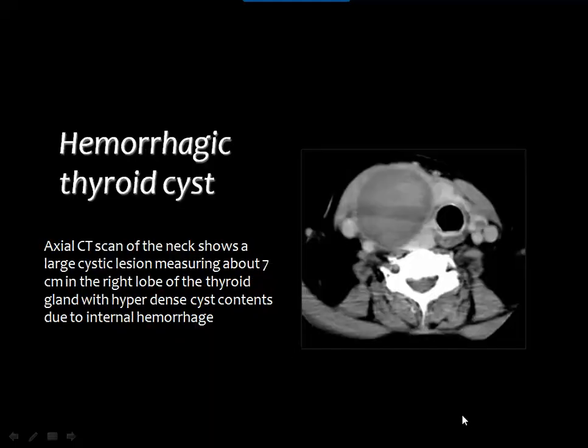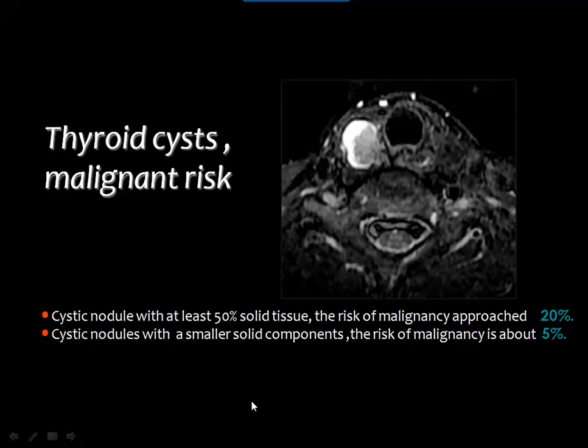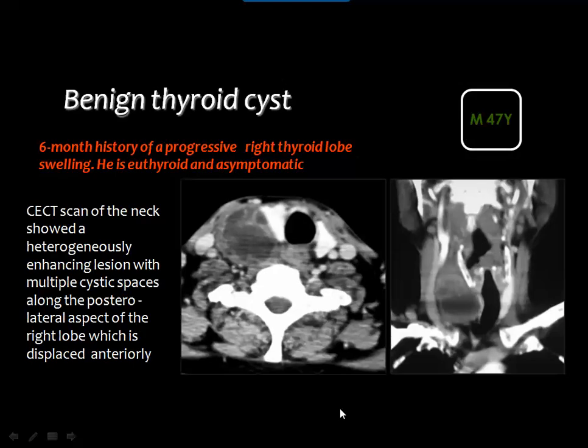And this is the appearance of a hemorrhagic thyroid cyst. You see a big cystic lesion of relative hyperdensity in the region of the right thyroid lobe, secondary to hemorrhage. And if you see a cyst with a solid component, then you think of malignancy. But here in the thyroid gland, if the solid component is more than 50% of the cyst size, then the risk of malignancy is about 20%. But if the solid component is smaller than that, then the risk of malignancy is about 5%.